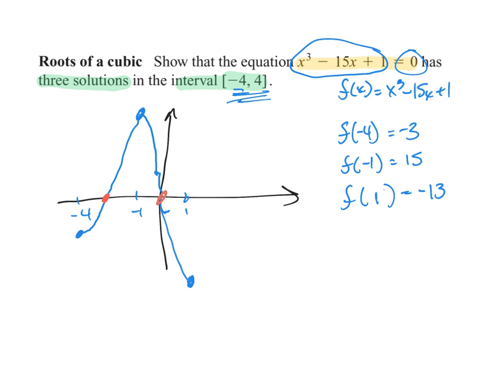And then finally, I computed f of 4, because that's the other endpoint. That worked out to be positive 5. So if I'm out here at 4, I've got a y value up here somewhere at 5. And again, to get there, I've got to cross the x-axis at least once. So I've shown three solutions. I've demonstrated that, right? It says show that the equation has three solutions. The intermediate value theorem helps me guarantee that we have those.